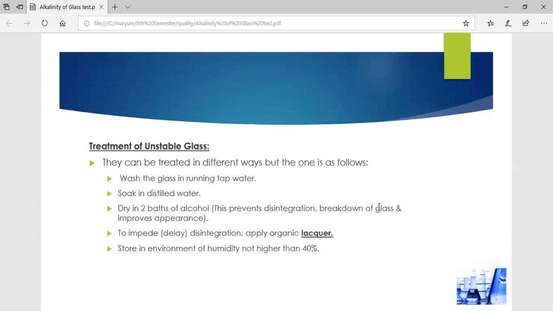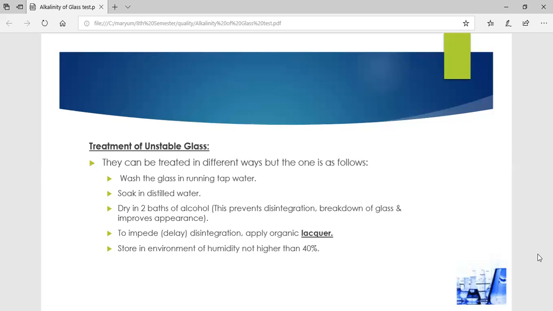What this process does when we bath and dry the glass in the alcohol is that it prevents the glass from disintegration or breaking, and it improves its total appearance. So what happens next is that when we add organic lacquer to the glass, it delays or impedes the disintegration property of the glass. So lacquer is a very important step, rather than soaking it in water or alcohol, to delay its disintegration.